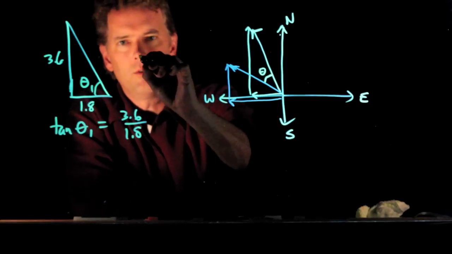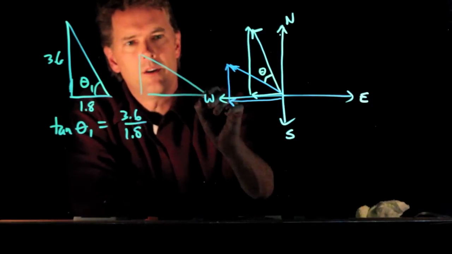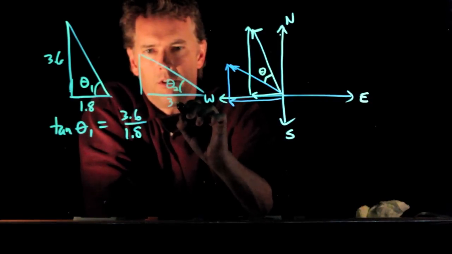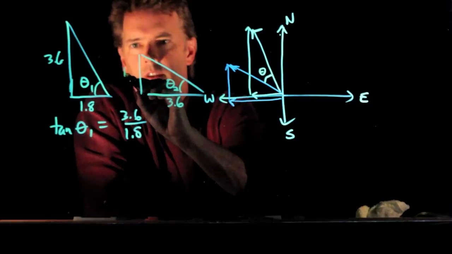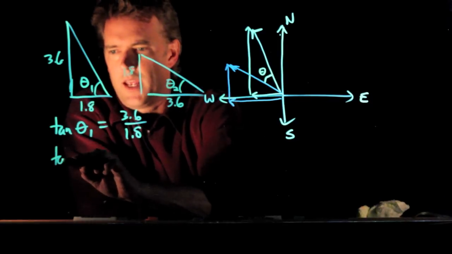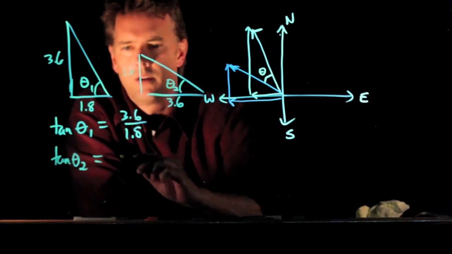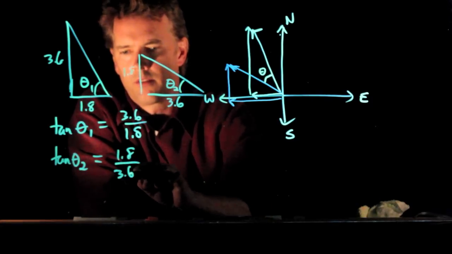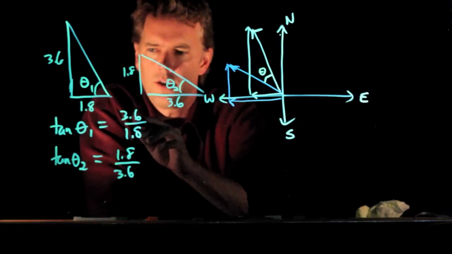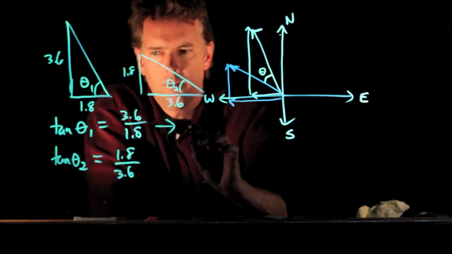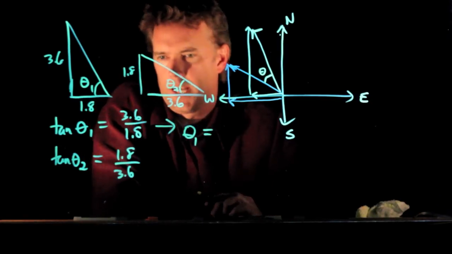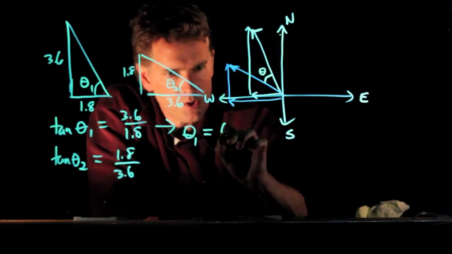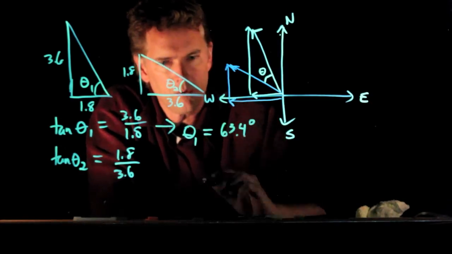Okay, for the other triangle, which is a little bit shallower, we have theta 2, and now those numbers are reversed. This is 3.6, this is 1.8. So tangent of theta 2 is equal to 1.8 over 3.6. Okay, and so now you can take the arctangent of those. Theta 1 is the arctangent of 3.6 over 1.8, and if you look at that number, you should get 63.4 degrees.